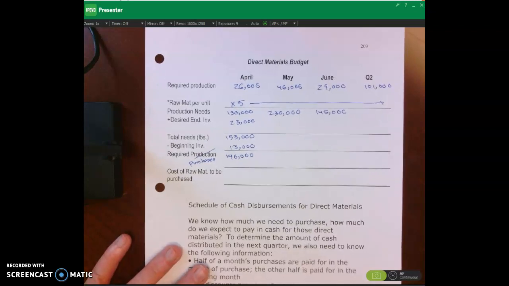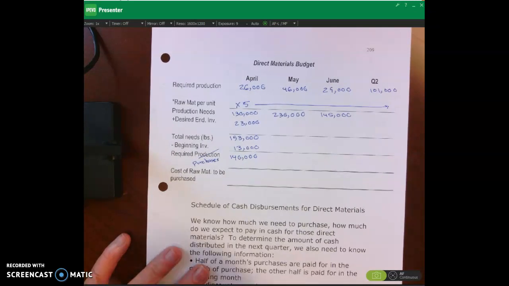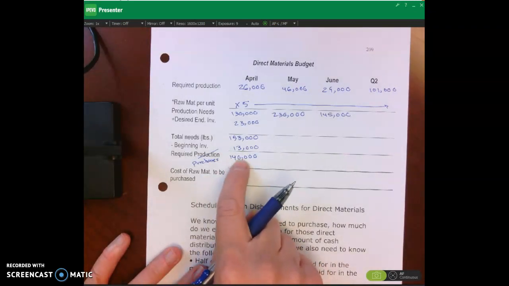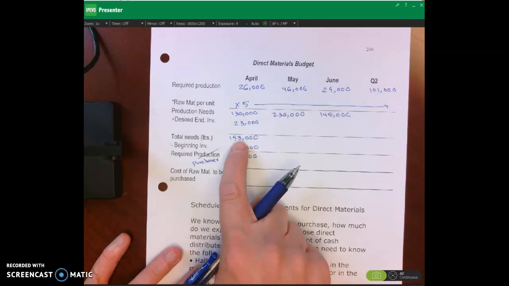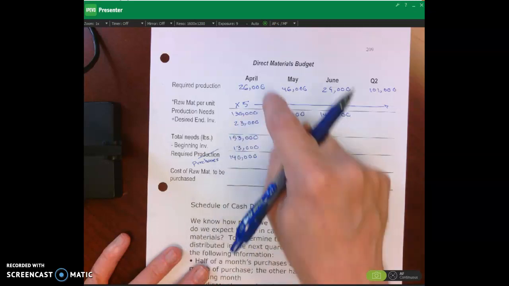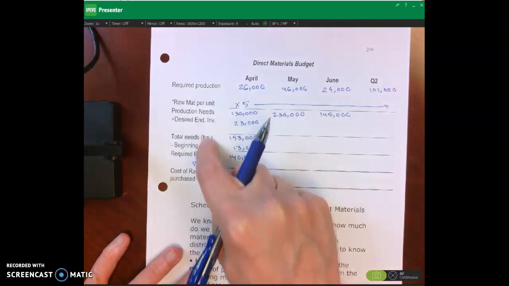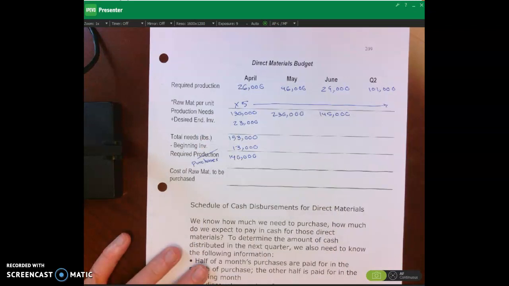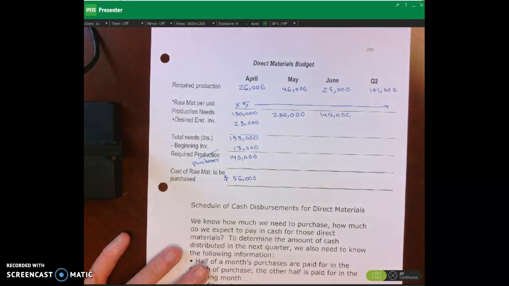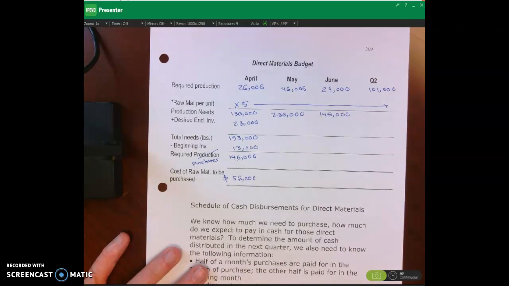And then we were told on the prior page that the materials cost 40 cents per pound. This is pounds: 140,000 pounds, 13,000 pounds, 153,000 pounds, 23,000 pounds, 130,000 pounds. This is units. The rest of these are all in pounds. This will be in dollars, okay? 140,000 times 40 cents a pound, which means we will purchase $56,000 worth of direct materials, okay?